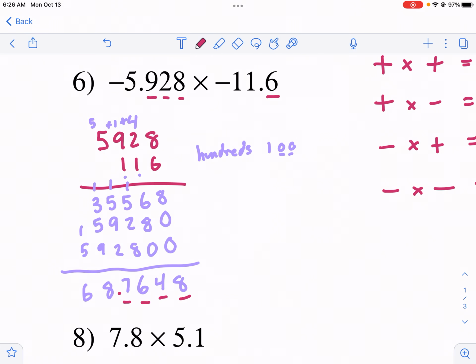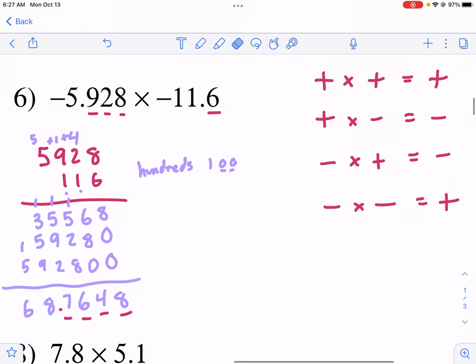And I can kind of check it to see if it's more or less correct because I know that 11 is close to 12 and 5 is close to 6. 12 times 6 is 72. So if I have that close to 6 and that close to 12, my answer should be kind of close to 72, and it is. It's 68. So I know I did the multiplication correctly.